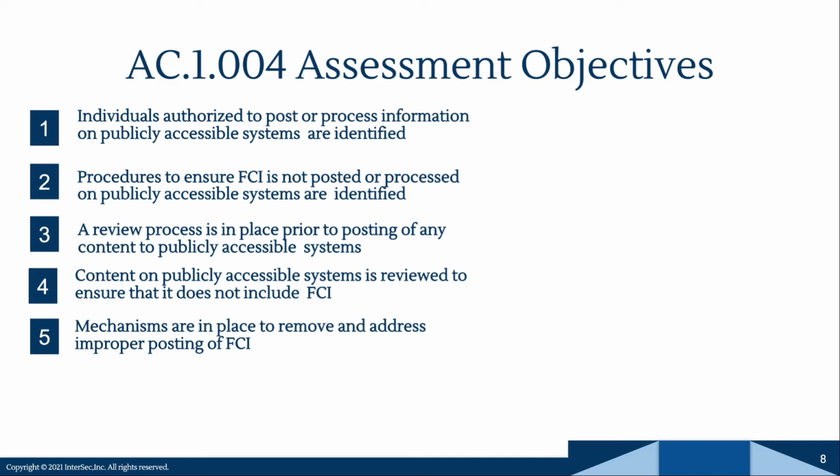The first one is individuals authorized to post or process information on publicly accessible systems are identified. The second, procedures to ensure FCI is not posted or processed on publicly accessible systems are identified. The third, a review process is in place prior to posting of any content to publicly accessible systems. The fourth, content on publicly accessible systems is reviewed to ensure that it does not include FCI. And finally, the fifth is mechanisms are in place to remove and address improper posting of FCI.